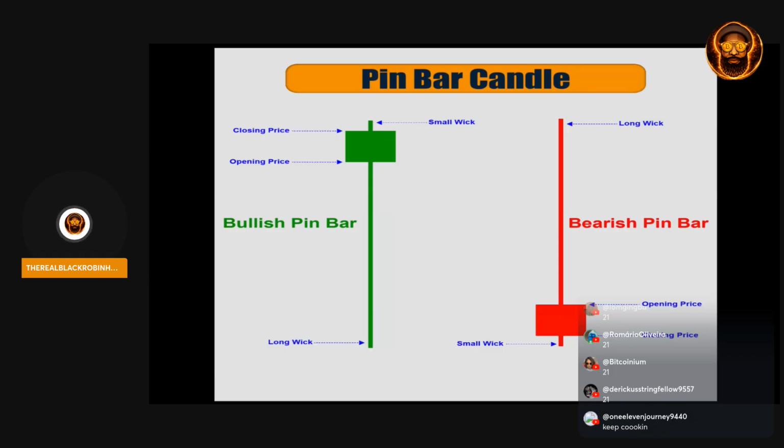So this is one of my favorite candles, right? This is a pin bar. A pin bar tells you so much, right? This is a bearish pin bar on the right, and this is a bullish pin bar on the left. So how do you determine what a pin bar is? With the pin bar on the left-hand side, we're talking about the bullish pin bar first, right?